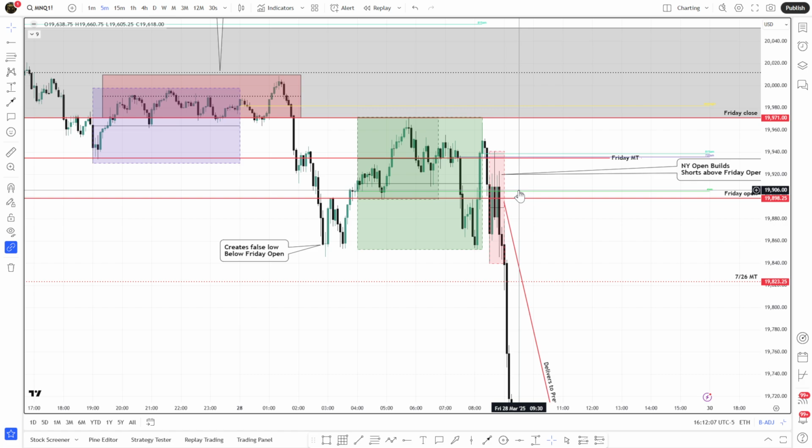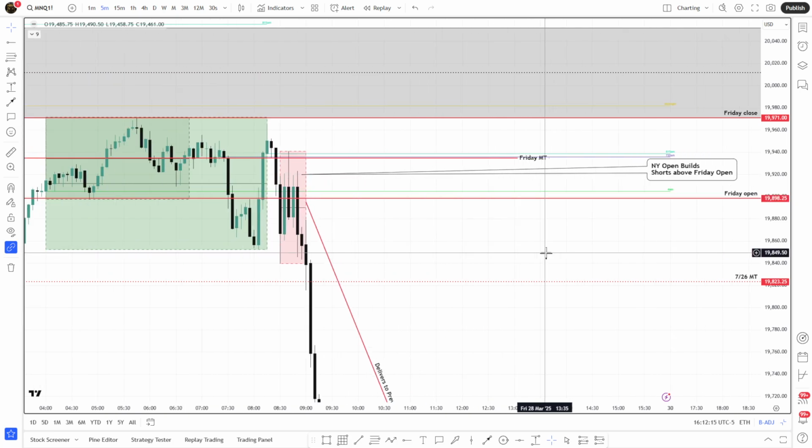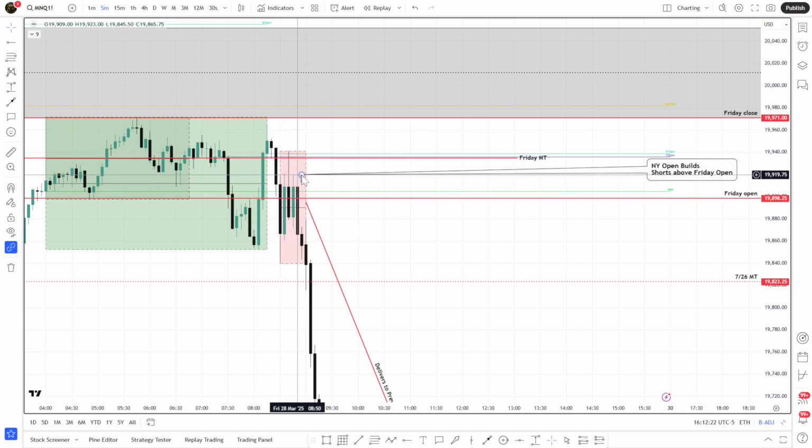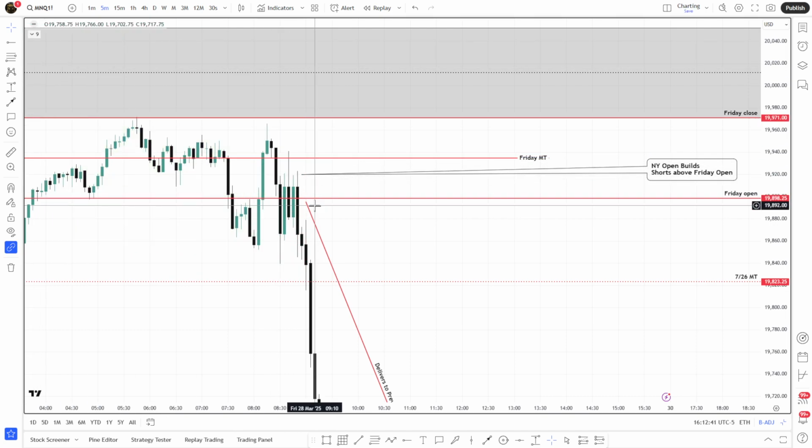Okay, so as we're looking for entries, you can see that the shorts are being built anytime price is reaching above a previous Friday opening price. And every time it comes up here, we start selling off. Comes back up, we sell off. Okay, all these wicks holding underneath the mean threshold and into this fair value gap right here. We'll just look at that without these on. You can see it a little bit more clear.